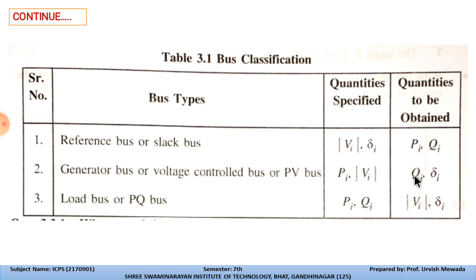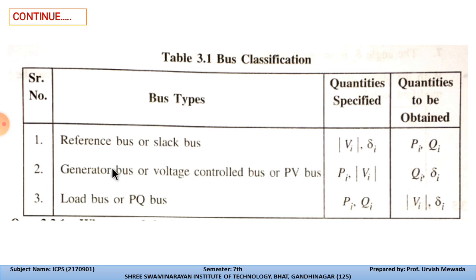So from this you can easily remember which quantities are specified and which quantities need to be obtained with the help of load flow studies while these buses are present in the transmission system. So bus classification: the first bus is the reference bus or slack bus. As already discussed, Vi and delta are the specified quantities on this bus, and thus the quantities to be obtained are Pi, the active power, and the reactive power.